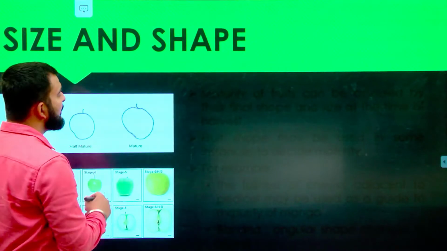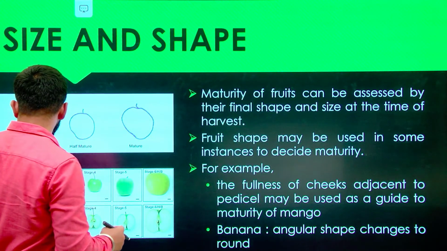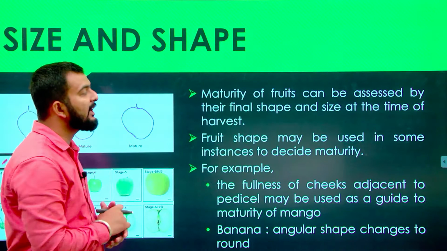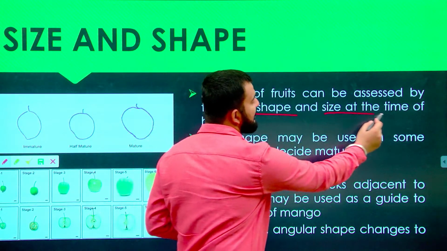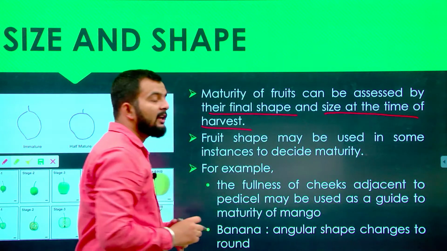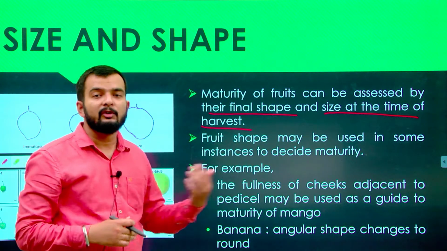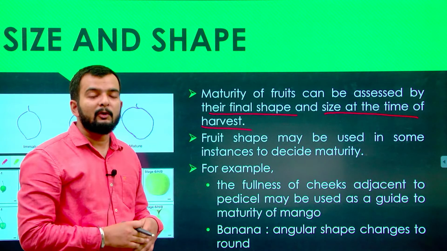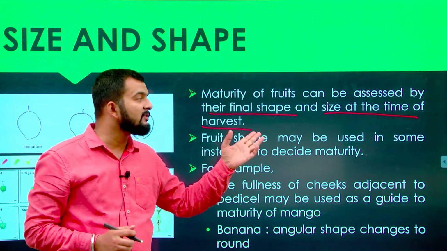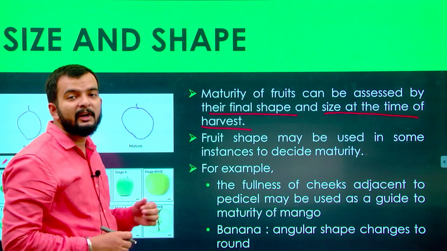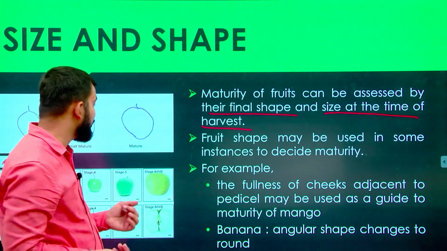Your first one is shape and size. Under shape and size, maturity of fruit can be assessed by their final shape and size at the time of harvest. If you are going to harvest or pluck a fruit from a tree, you can identify, based on the final shape or final size of the fruit, if it is ready to be harvested or not.